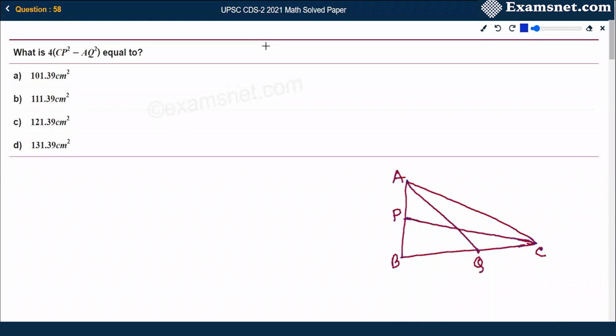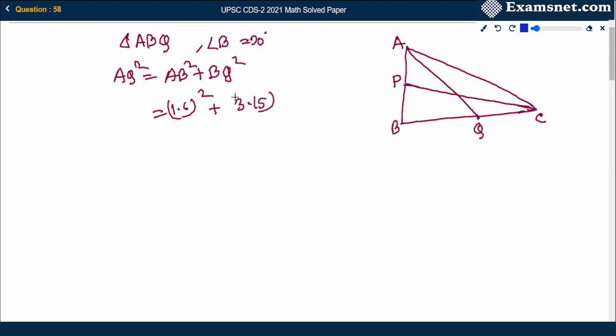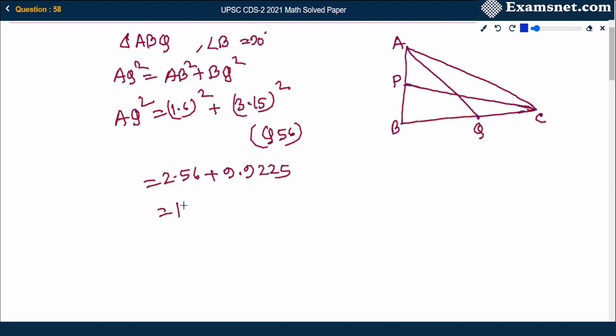In question number 58, this is the last part of the question that we started solving from question number 56. What is 4 CP square minus AQ square equal to? I have already drawn the figure again. Now let's focus on triangle ABQ. Here B is 90 degree. So we can write AQ square equals AB square plus BQ square, that is 1.6 whole square plus 3.15 whole square. We have already derived these values in question number 56. So 2.56 plus 9.9225, AQ square is 12.4825 centimeter square.